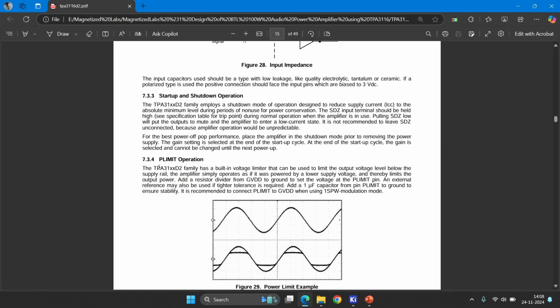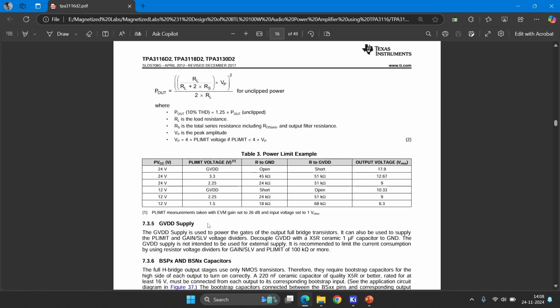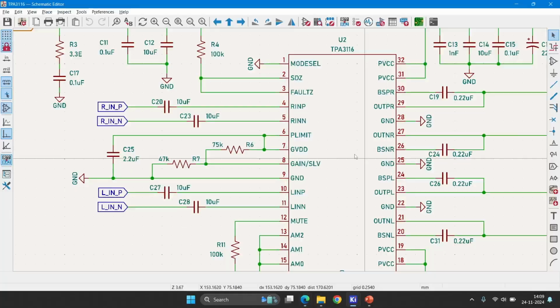Yes, this TPA3116D2 family has a built-in voltage limiter that can be used to limit the output voltage level below the supply headroom. There is a PLIMIT operation: when the output goes above the threshold level, it will automatically clip the voltage. We are using 24 volt input, so the PLIMIT voltage they have set is GVDD or ground. So the PLIMIT pin we don't need to connect to ground with any resistor, but we have to short it with GVDD. So that we have done here. Yes, so it will clip the output voltage at 17.9 volts RMS.